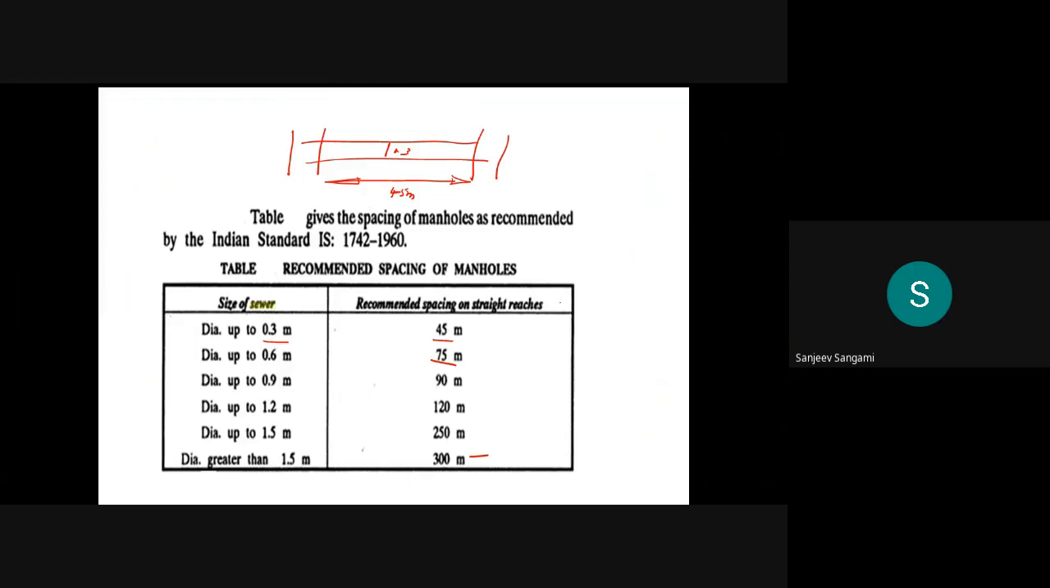So here you can draw one major conclusion. What is that? This is very important. If the dia goes on increasing, the spacing also goes on increasing. Whatever the spacing between the sewers, it also goes on increasing. That is one major conclusion we have to draw from this table.